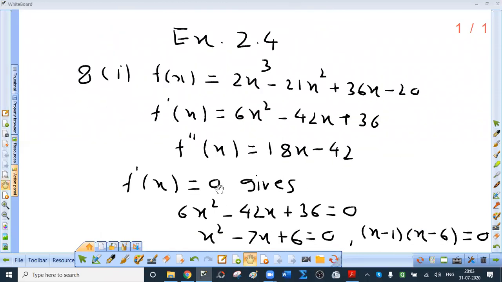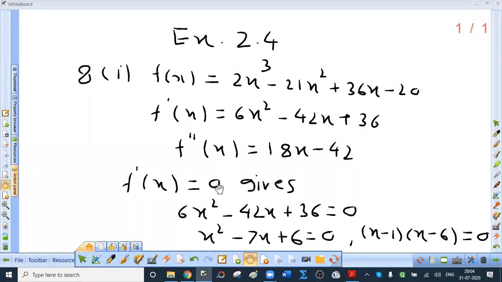So what is that sum? Examine the following functions for maxima and minima. We begin with first one. What is f of x? It is 2x cube minus 21x square plus 36x minus 20. Let me explain. I'll give time for writing.